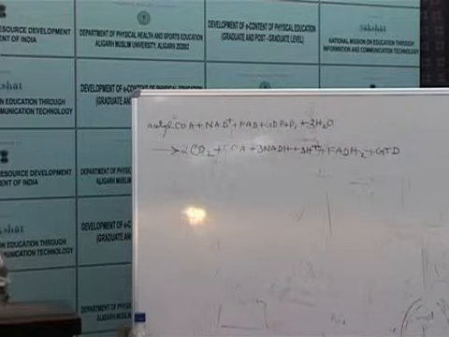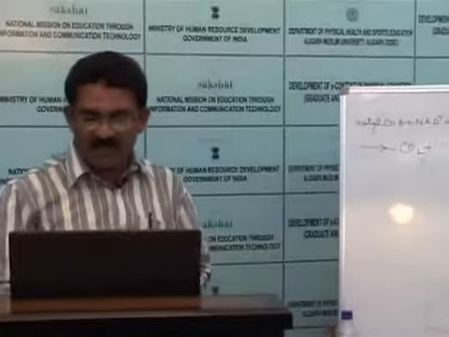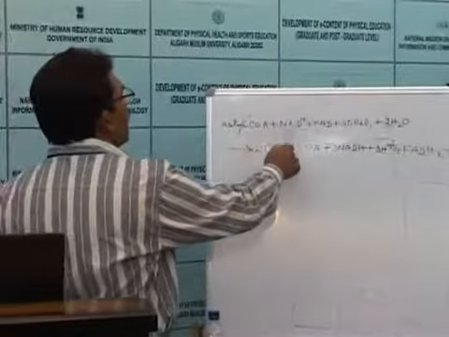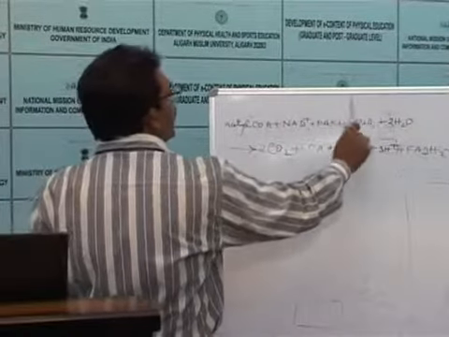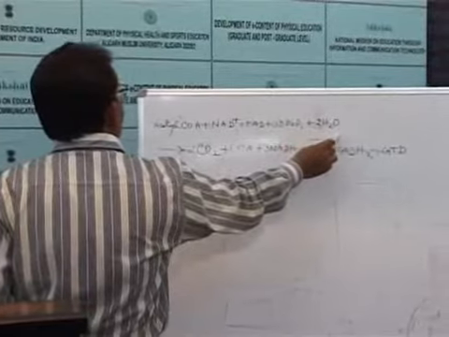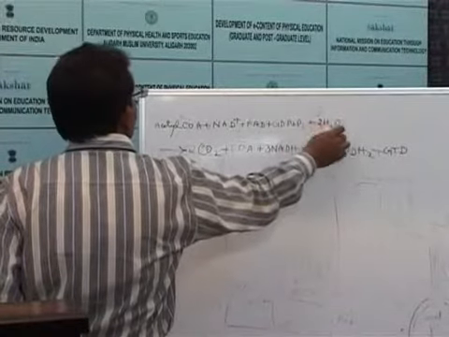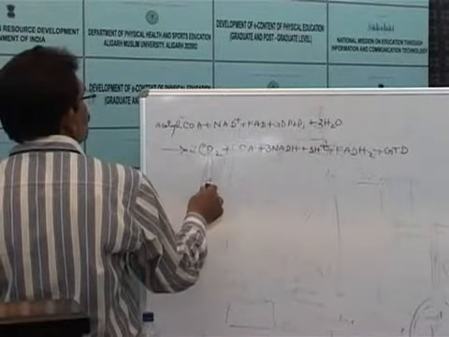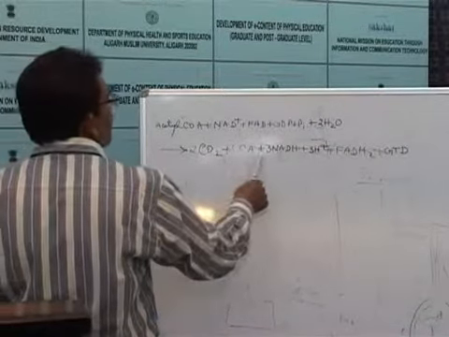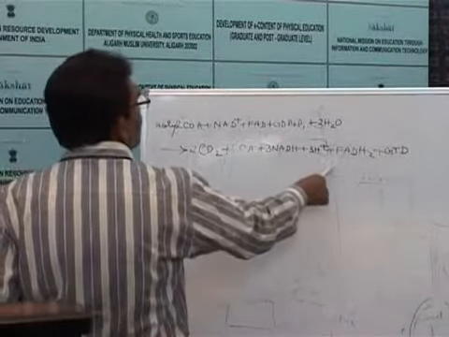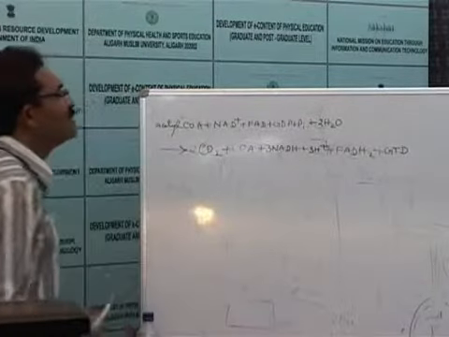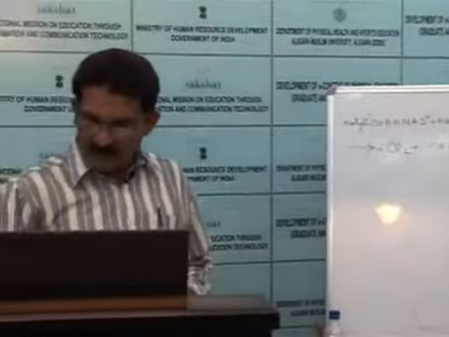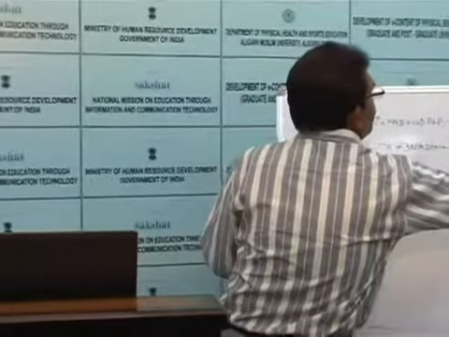We can understand this reaction: acetyl coenzyme A plus 3 NAD+ plus FAD plus GDP plus Pi plus 2 H2O is equal to 2 carbon dioxide plus coenzyme A plus 3 NADH plus 3 hydrogen ions plus FADH2 plus GTP. This is not GDP, this is GTP.